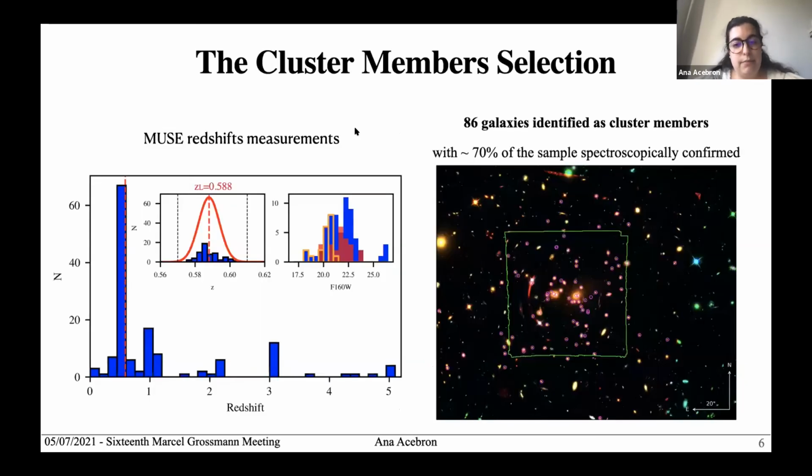Regarding the cluster member selection, you can see here again the HST color composite image with in green the MUSE field of view. And we have selected 63 galaxies, which are identified as cluster members according to their spectroscopy. And we have also complemented our sample with photometrically confirmed cluster members. So you can see here on the left the redshift distribution of the objects that have been confirmed with a high quality flag in our MUSE observations, and here the redshift of the cluster.